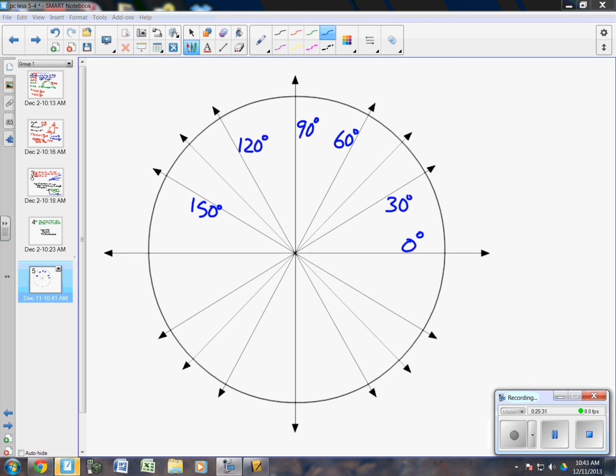I want you guys in your groups to finish filling that out in degrees all the way around, except for the 45-degree angles. I'm going to give you 30 seconds.